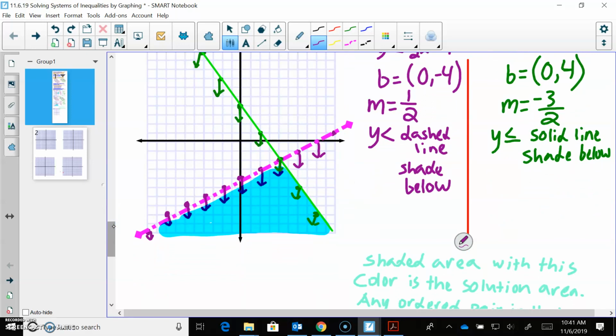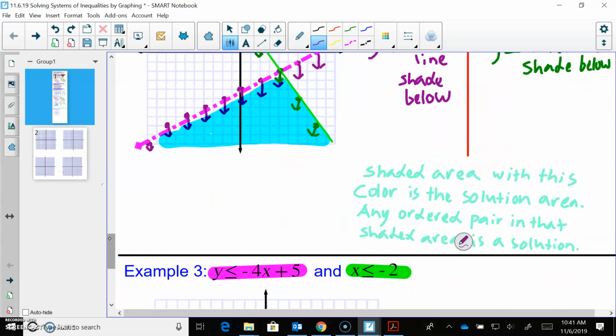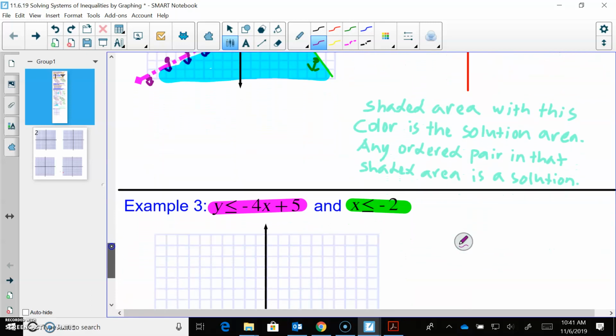And you can tell the shaded solution, this blue area right here, is where both those arrows are going down at the same time. So it has to be below the purple dash line and also below the green, which is the only area that meets that, the blue area, that blue triangle that we have at the bottom right. Okay. And any ordered pair within that shaded blue area is a solution to those inequalities up there. Okay?